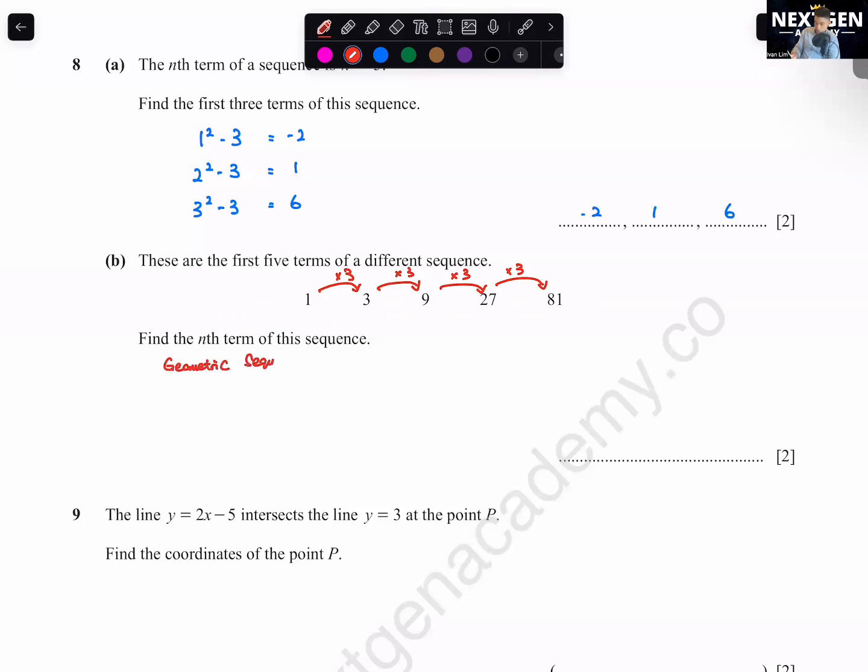Geometric sequence. The nth term formula is a r to the power of n minus 1. Just put into this formula. a is your first term. r is your common ratio. Common ratio means you multiply by how much? So you put this in here, which is 1 times 3 to the power of n minus 1. We just summarize it as 3 to the power of n minus 1. However, if you want to straight away write down the formula, this one is also okay. 3 to the power of n minus 1.